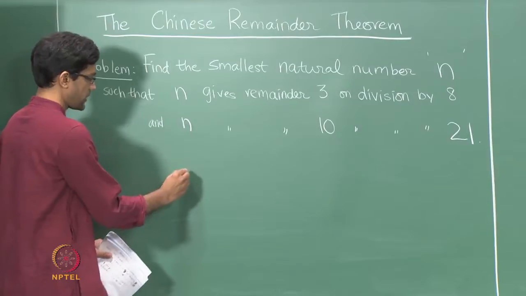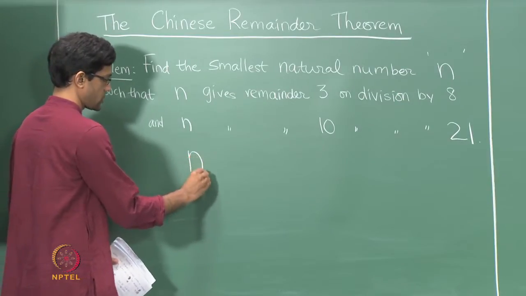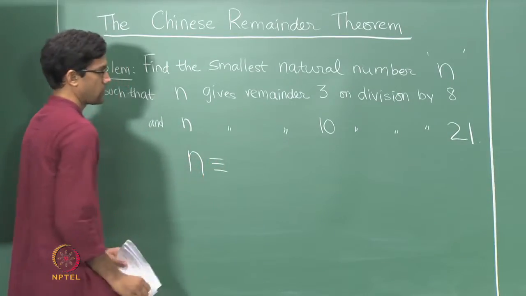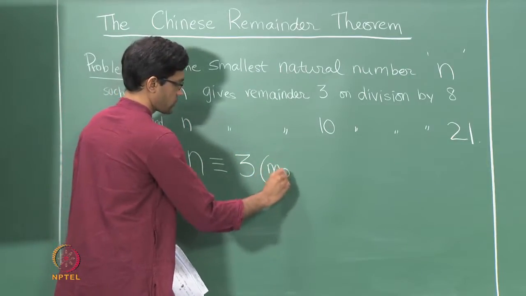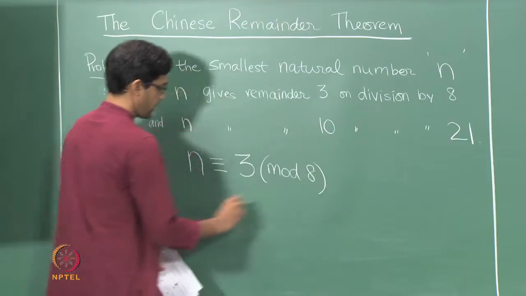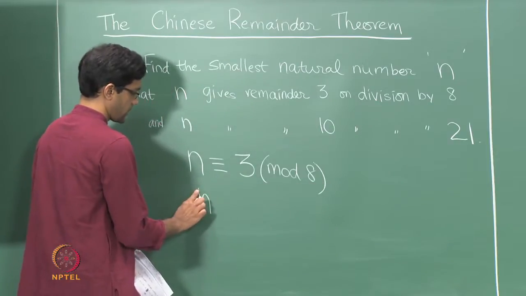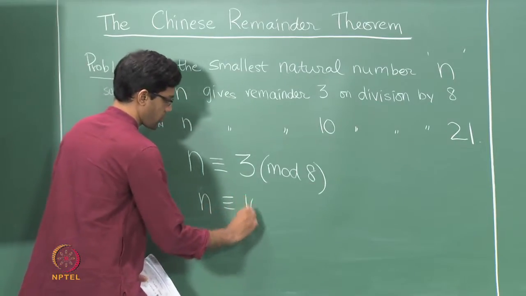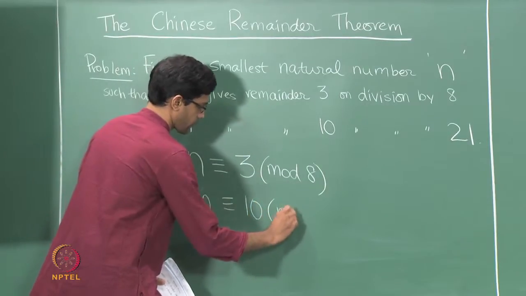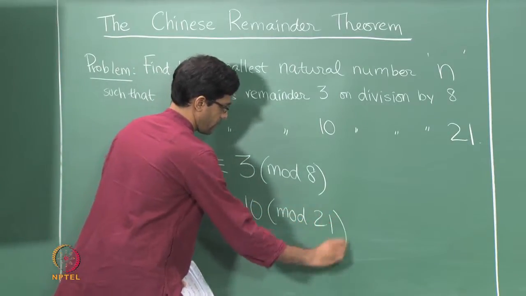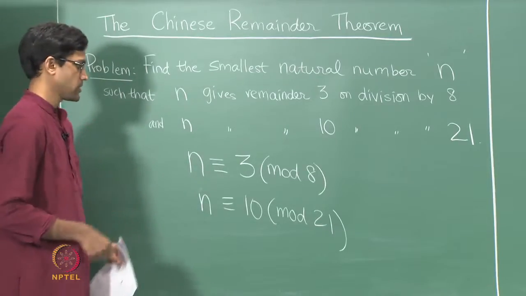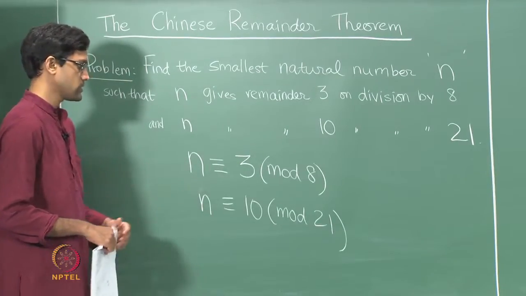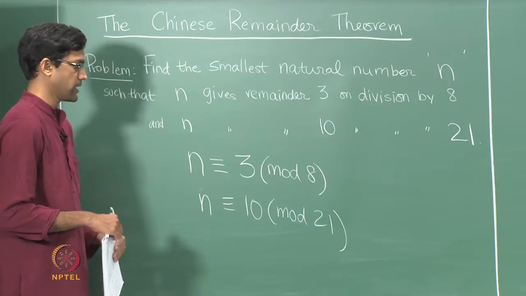So firstly, let's rewrite this using our notation of congruences. So recall the first condition just becomes n is congruent to 3 modulo 8, and the second condition is that n is congruent to 10 modulo 21. And so this is really a system of simultaneous congruences. Okay, we are trying to solve two congruences which need to be simultaneously true.